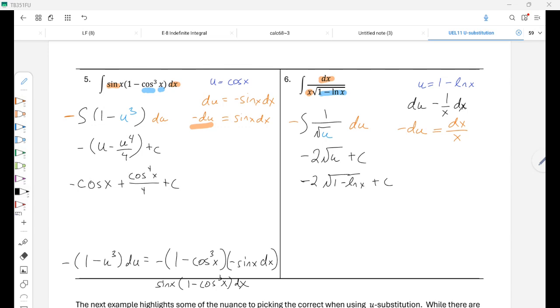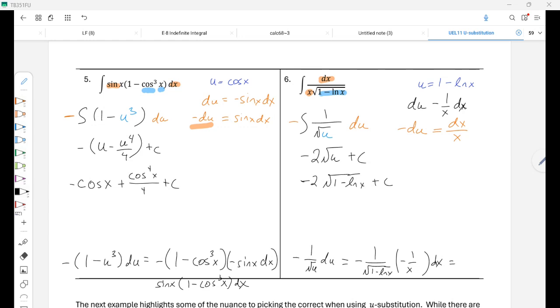And again, verifying that everything, I did it with the colors. I'll do it in our work here. The thing that we integrated was 1 over square root of u du. And then going back to the algebra on the right, that's a negative 1 over the square root of 1 minus ln x times negative 1 over x dx.